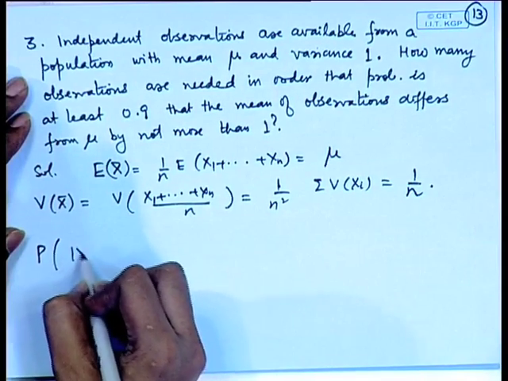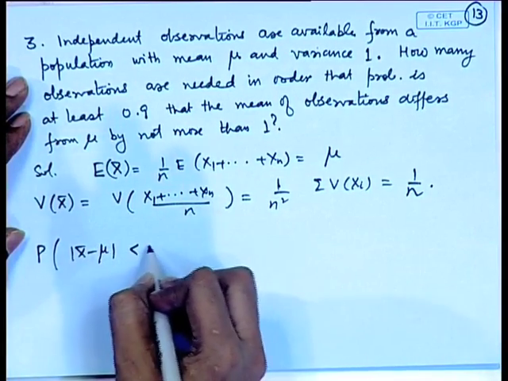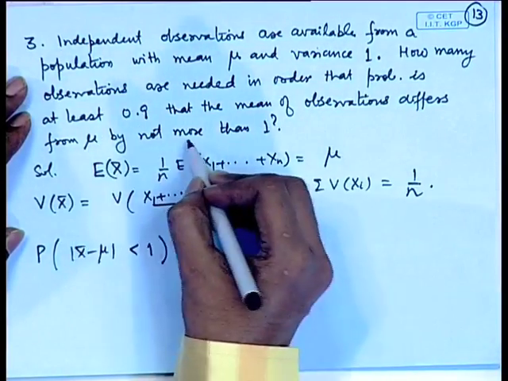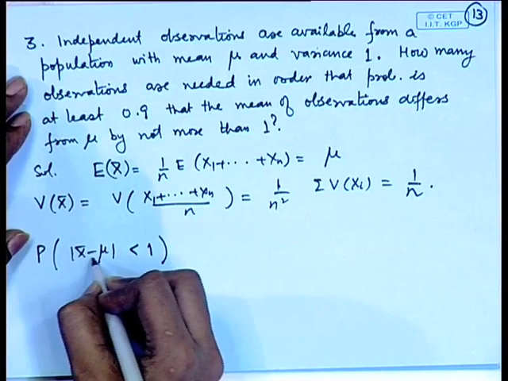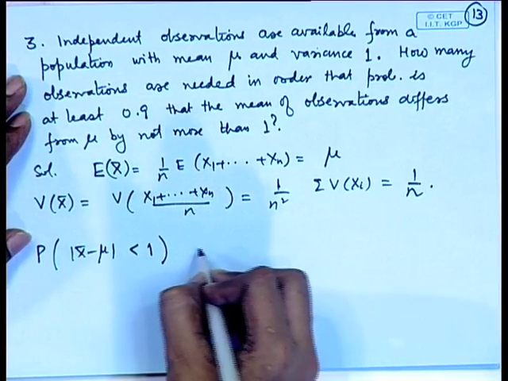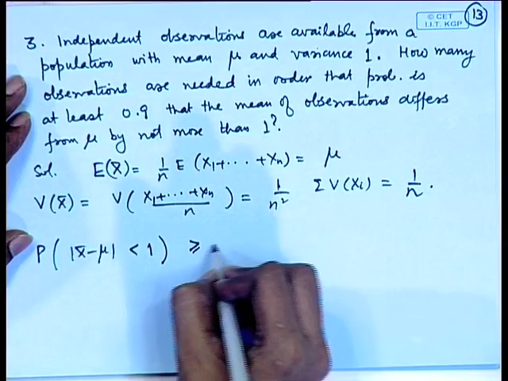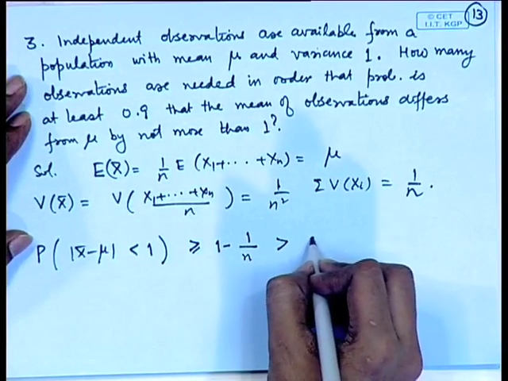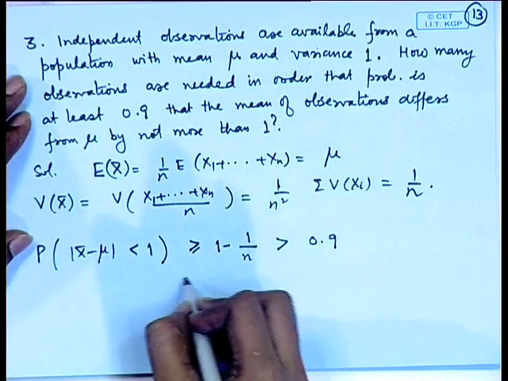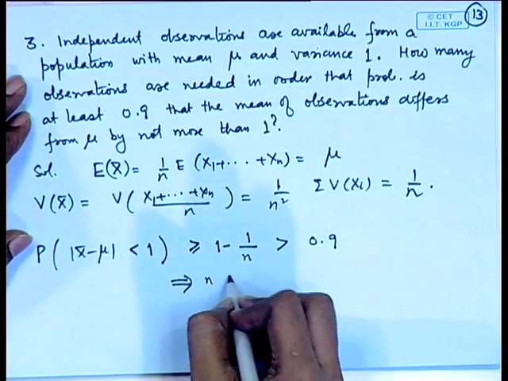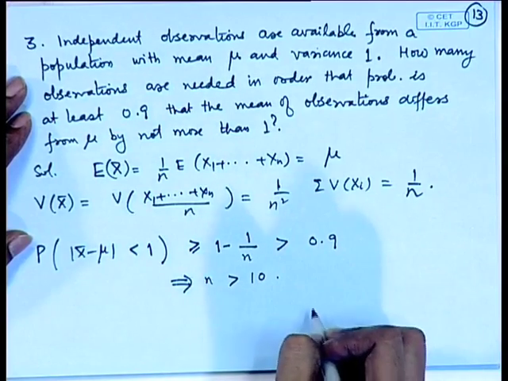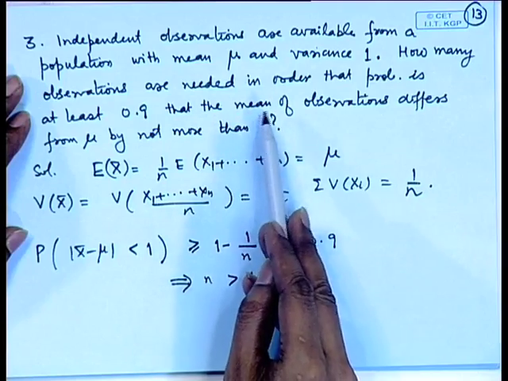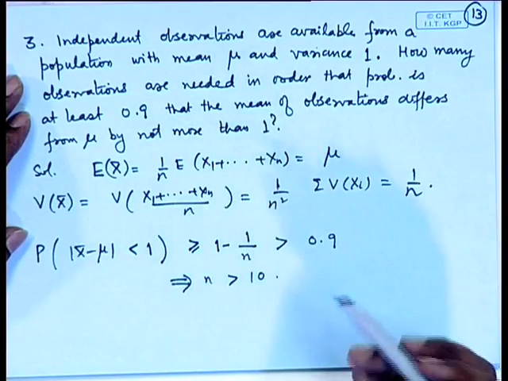So, the probability that modulus x bar minus mu is less than 1, that is, the mean of observations differs from mu by not more than 1, by Chebyshev's inequality is greater than or equal to 1 minus 1 by n. Now, we want it to be more than 0.9. So, this means n should be greater than 10. So, we need at least 10 observations so that the probability that the mean of observations differs from mu by not more than 1 is at least 0.9.